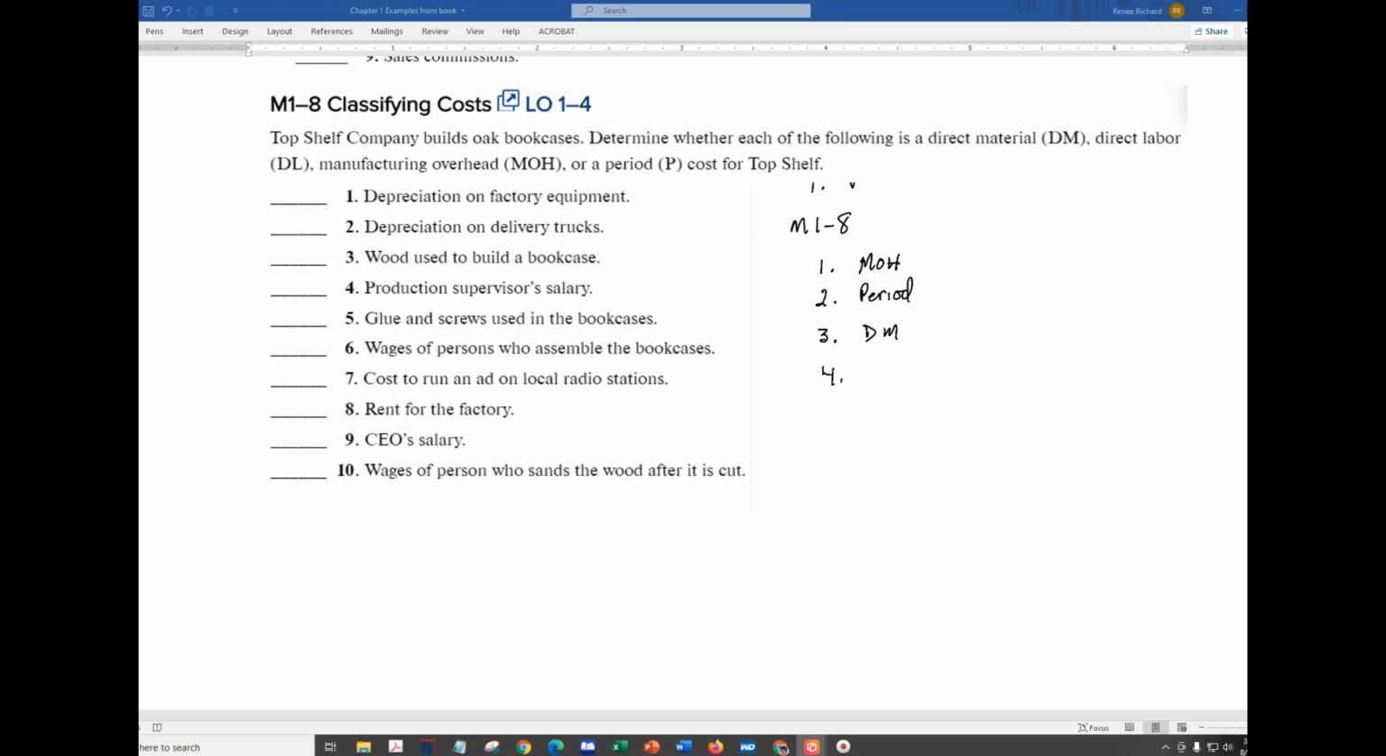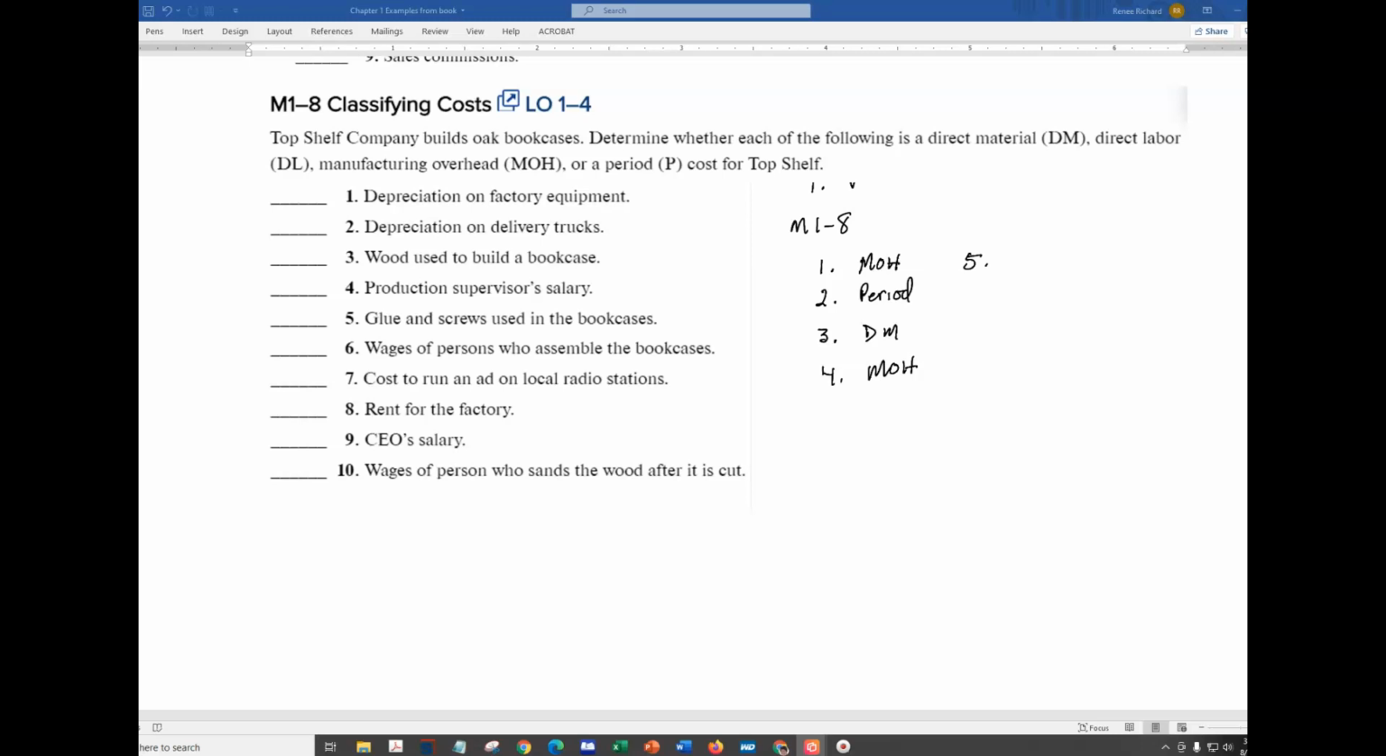Production supervisor's salary. There's that salary thing again, but it also says production, so it has to do with the product. So we know it's either DM, DL, or MOH. It's not direct labor because they're a supervisor. They don't actually work on the product, and we can't trace the amount of labor to a specific product. So it's not DL, it's not DM, so it must be MOH.